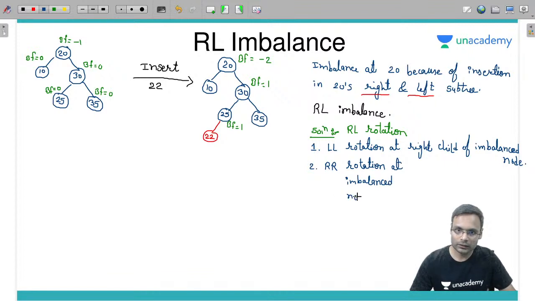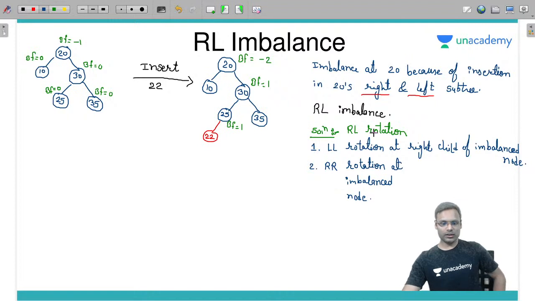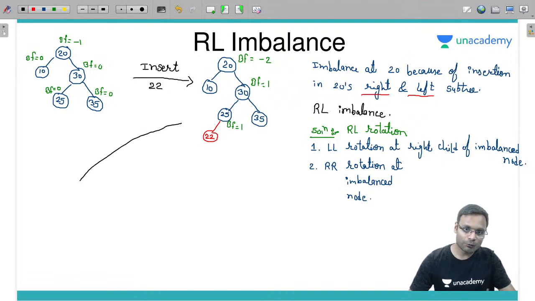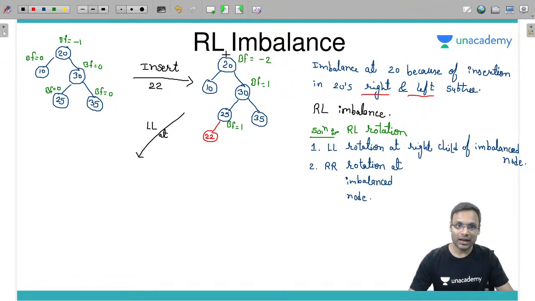I hope you understood this. Good, that's great. Amazing. Let's apply these two rotations on this particular tree. First of all, we are going to apply LL rotation at the right child of the imbalanced node. The imbalanced node is 20, the right child is 30. So LL at 30 means a right side rotation this way. If we apply this rotation, let's see what comes. Rotate it.